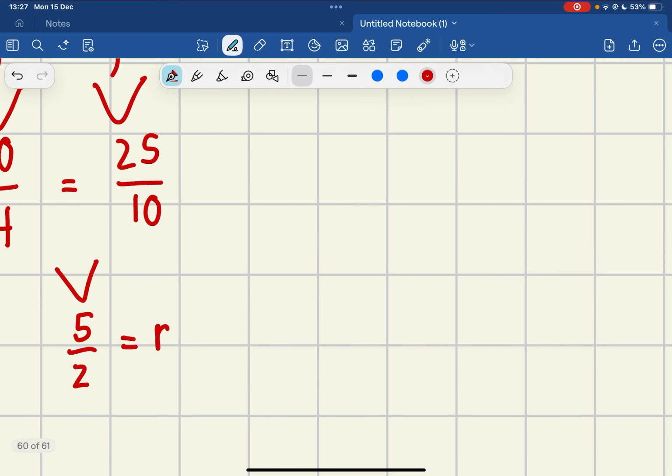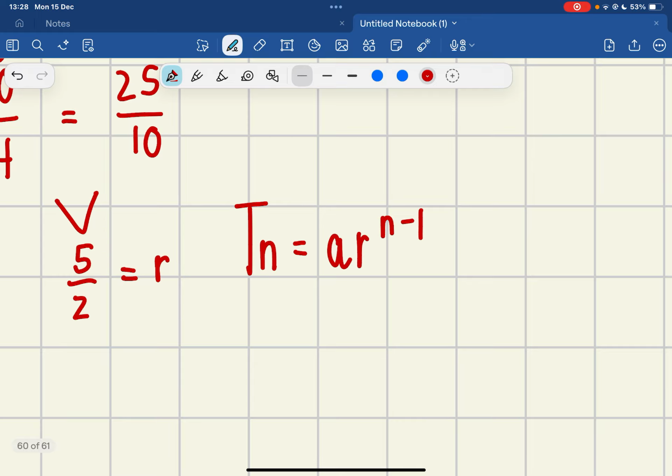So we can go back to our original formula. Remember, the general term formula that describes a geometric sequence is T of n is equal to A R to the n minus 1. Now, we don't have the first term. We are looking for the first term. Remember, the question said to provide us with the values of T1, T2, and T3. So we don't have the first term, but we do have 5 over 2, which is R, n minus 1, T of n.